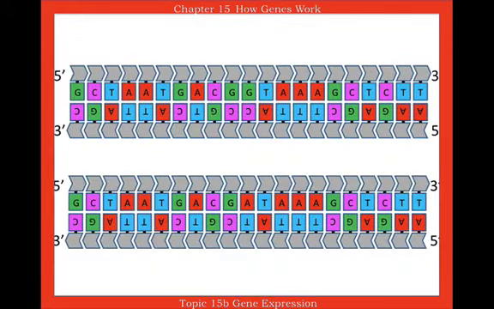A genetic mutation is a change in the nucleotide sequence of DNA. For example, the GC pair in the upper strand has been changed to an AT pair in the lower. Otherwise, the strands are the same.